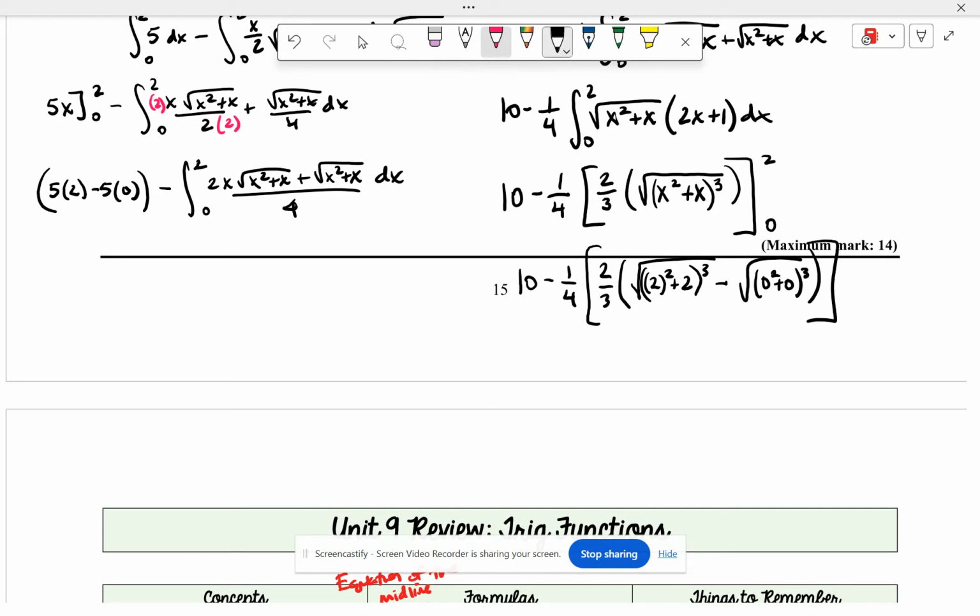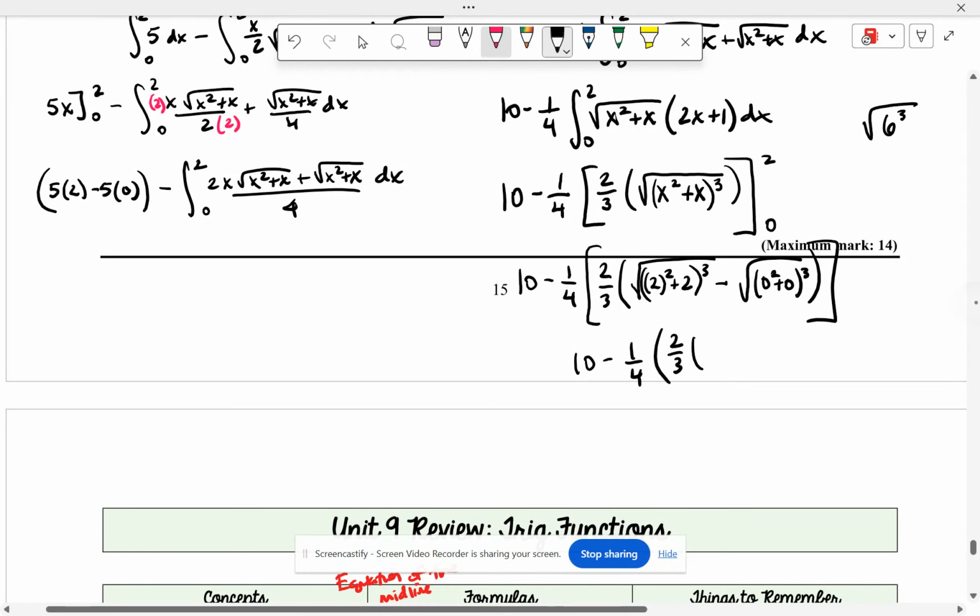Okay, so now what happens? I've got 10 minus 1/4. And then out here I've got 2/3. And then in here I've got 4 plus 2 is 6. And then 6 to the third, but it's the square root of 6 to the third, right? So let's break out the square root of 6 to the third. So I've got 6 to the 2 over 2 times 6 to the 1/2. Is that not 6 to the 3 over 2? It is. What does this become? 6. What does this become? Radical 6.